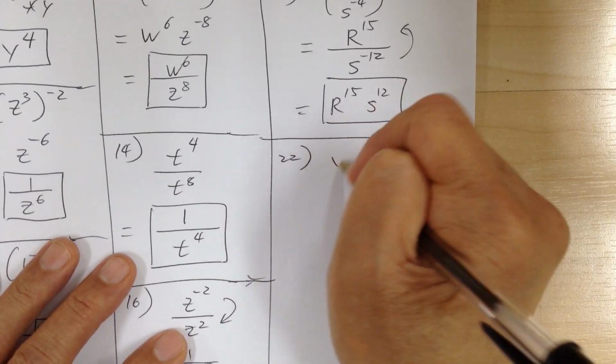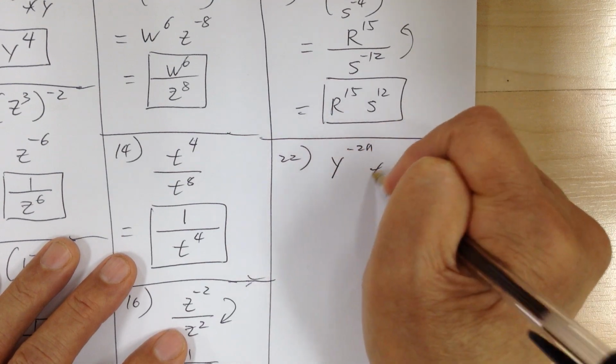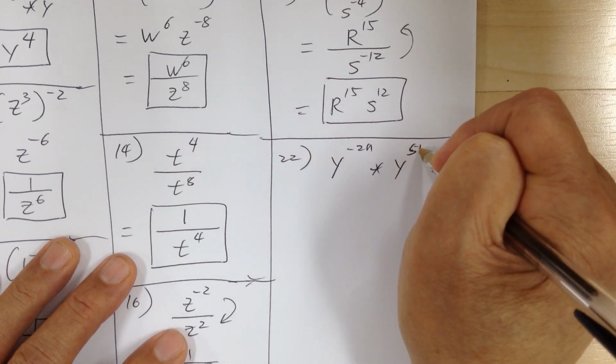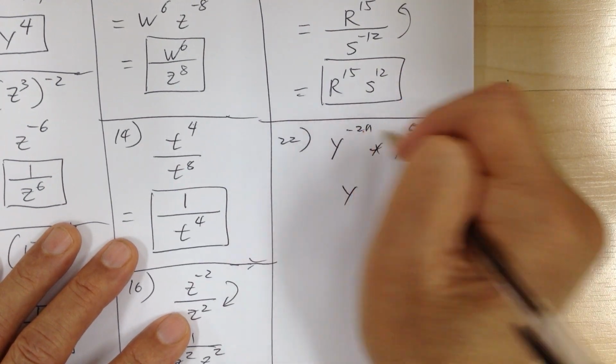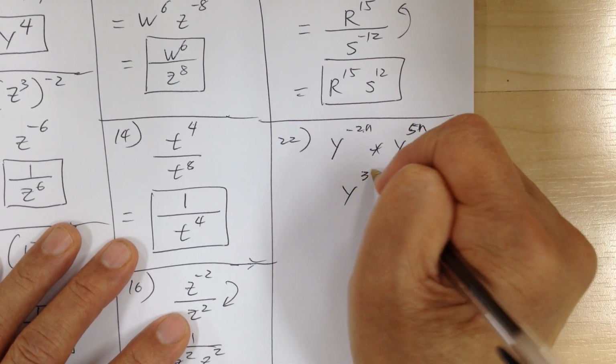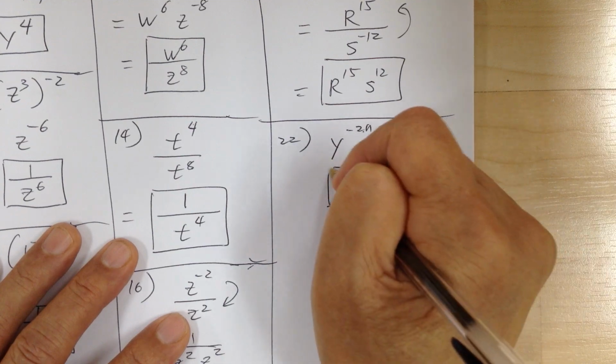Okay, number 22, you have y to the minus 2n times y to the 5n. So you apply the product rule, so you just add the exponents. So negative 2n plus 5n will give you 3n, and that's it.